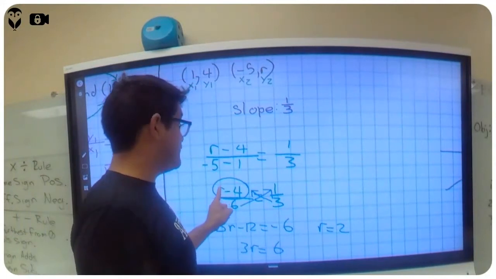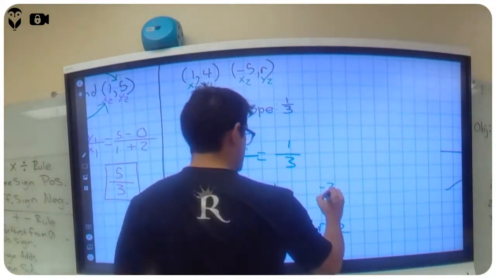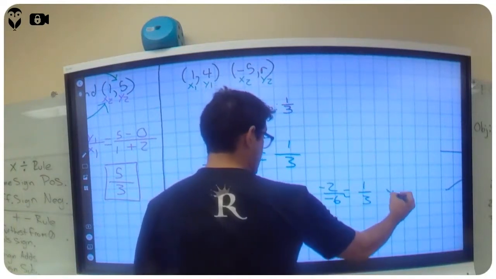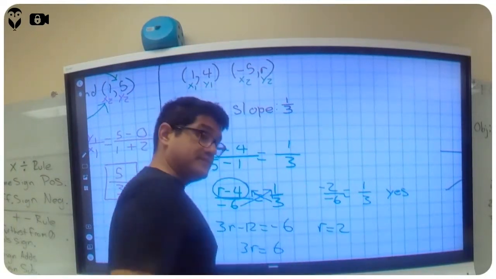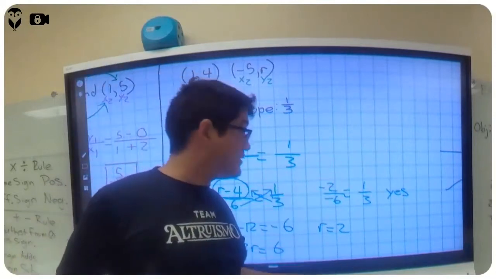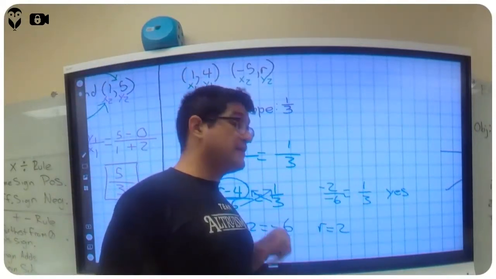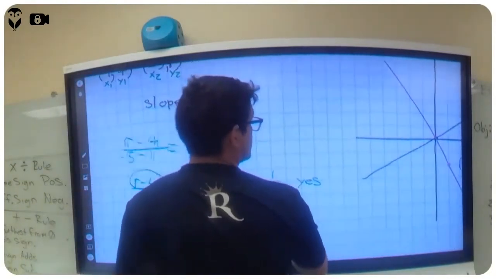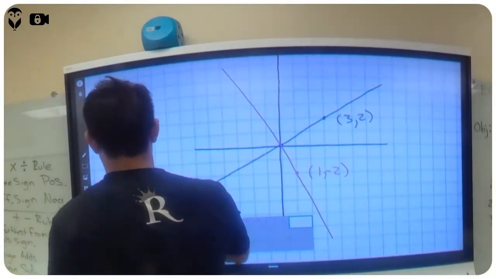You can check your work by putting 2 in the equation. 2 minus 4 is negative 2. Is negative 2 over negative 6 the same thing as 1/3? Yes, it is. You can cross multiply to check. That's going to make negative 6. That's going to make negative 6. All right.